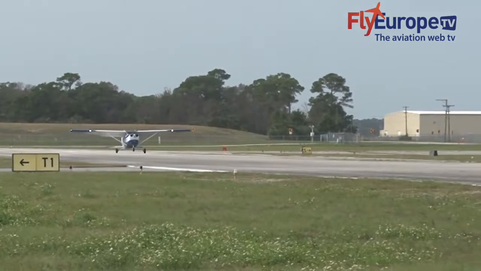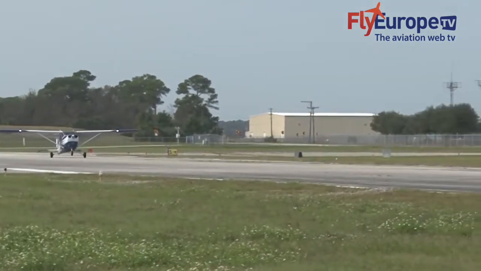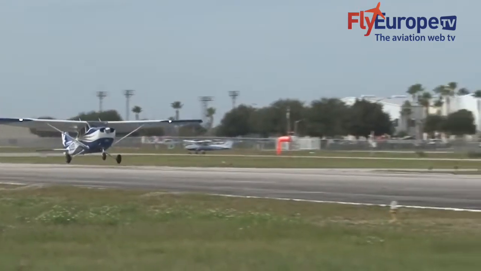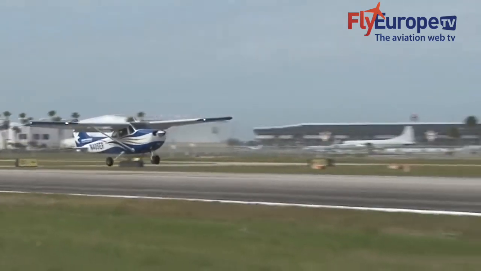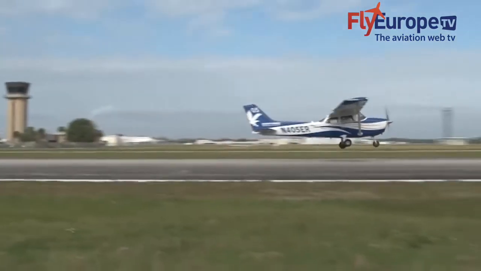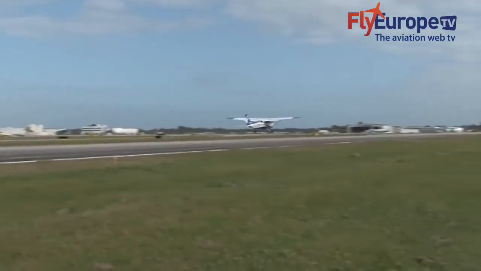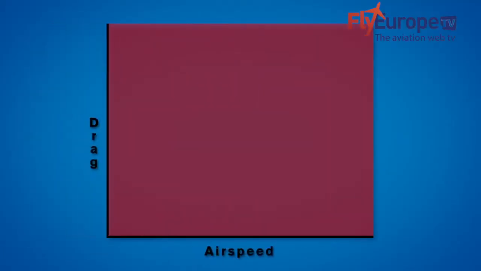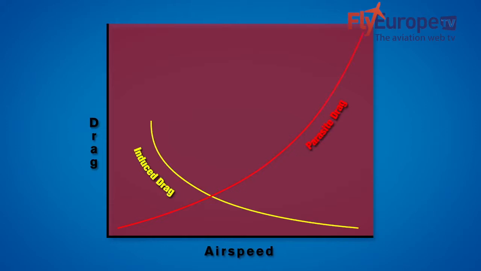Pilots can take advantage of ground effect when performing a soft field takeoff. This lets the airplane lift off the ground before the regular liftoff speed. However, they'll need to hover over the ground for a few seconds to increase their speed before they can continue to climb out. If we take both induced and parasite drag, plot them on a graph, and add them together, we get a new curve representing total drag.